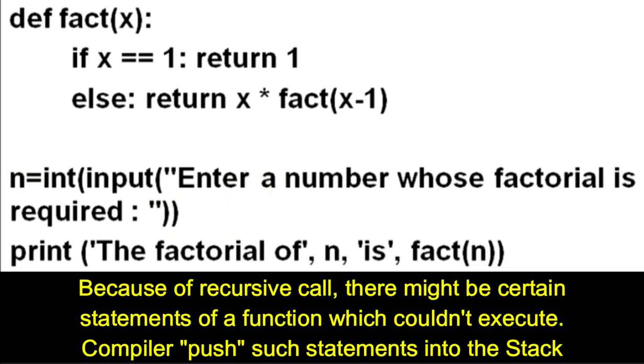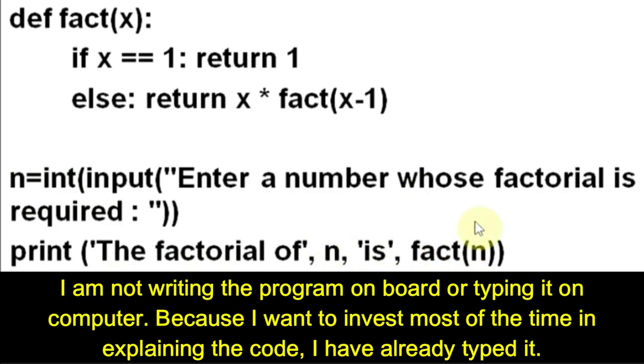Suppose user enters 5. You are assigning that value 5 after converting into integer to the variable n. Here in the print statement you are displaying the factorial of n. We are assuming that the user has entered 5, you are invoking fact function and you are taking the value of n as an argument. That 5 will be assigned to x parameter.